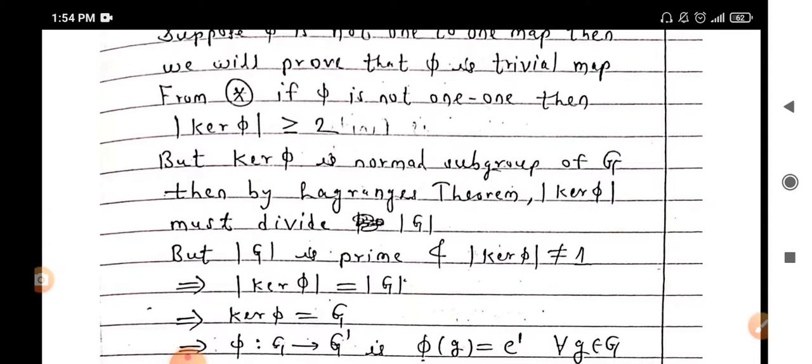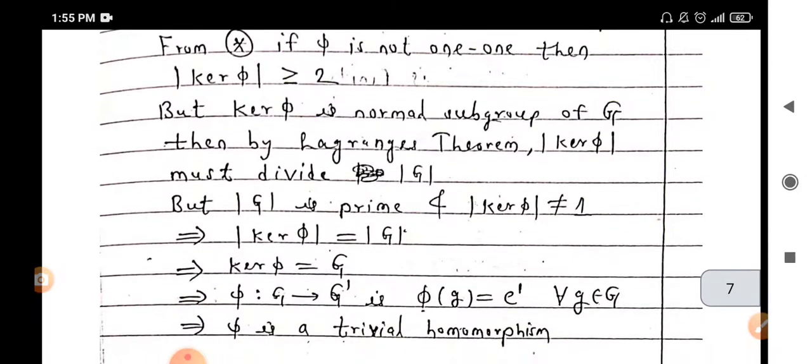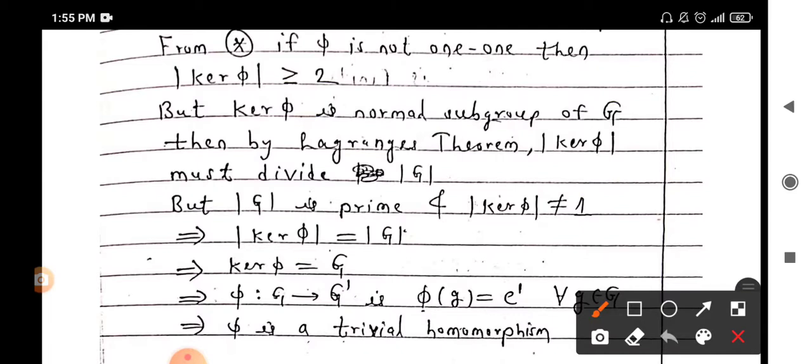Now, phi is not 1-1, then kernel of phi must be non-identity, that is, order of kernel of phi is greater than or equal to 2. But kernel of phi is a normal subgroup, we already proved. Then by Lagrange's theorem, order of kernel of phi must divide order of G. But order of G is prime and kernel of phi ची order non-identity असेल, then order of kernel of phi is the same as order of G. Hence kernel of phi is the same as G.